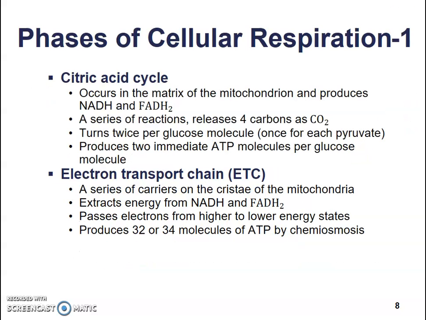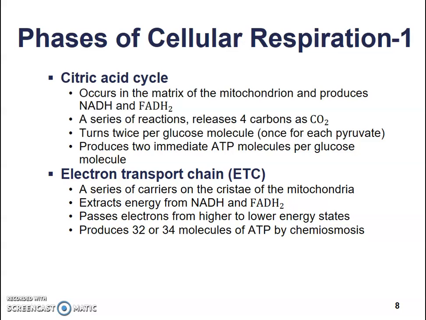The next phase is the citric acid cycle. This occurs in the matrix of the mitochondria, and it produces more of that NADH and FADH2. It is a series of reactions that releases 4 carbons as carbon dioxide, and this cycle happens twice per glucose molecule, once for each pyruvate. So we snapped it in half, we took a carbon off of each, and now we're taking it through that citric acid cycle. It produces 2 intermediate ATP molecules per glucose molecule.